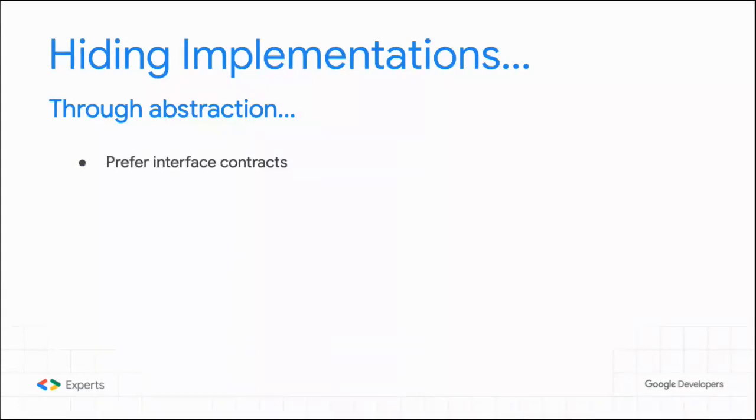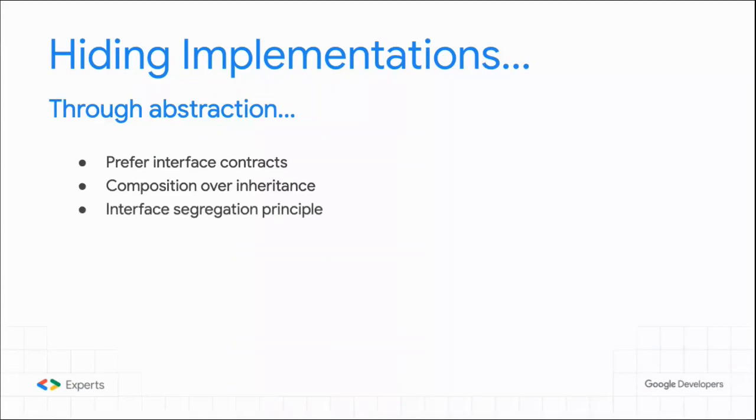So you'll generally want to prefer interface contracts, and prefer composition over inheritance. This is computing 101. Interface segregation principle: if you're familiar with the SOLID design principles, this is one of the ones that actually applies here.